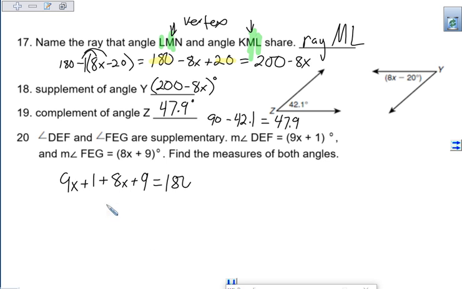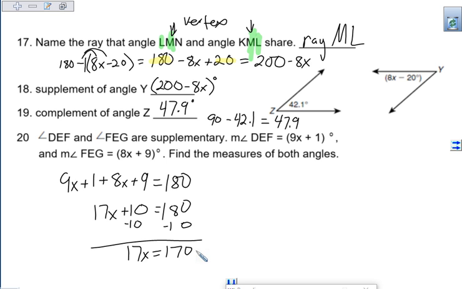So 9x plus 8x is 17x. 1 plus 9 is 10. Subtract 10 from both sides. So 17x is 170. Divide by 17 on both sides, and x is 10.